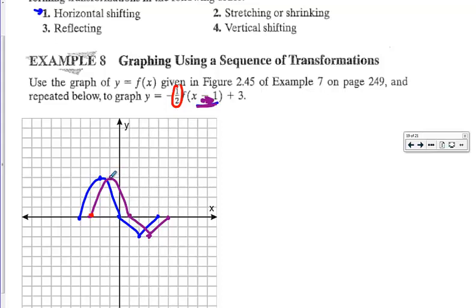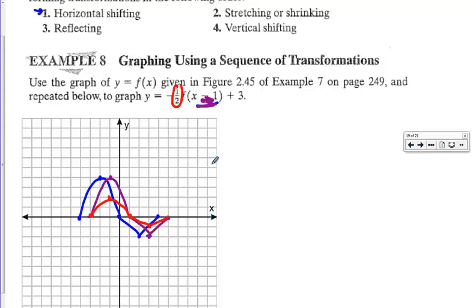This one is 4 times 1/2, which is 2. Again, 0 doesn't move. Negative 2 times 1/2 is negative 1. 0 doesn't move. So now this is my new function. It's getting hard to see with all these on top of each other.